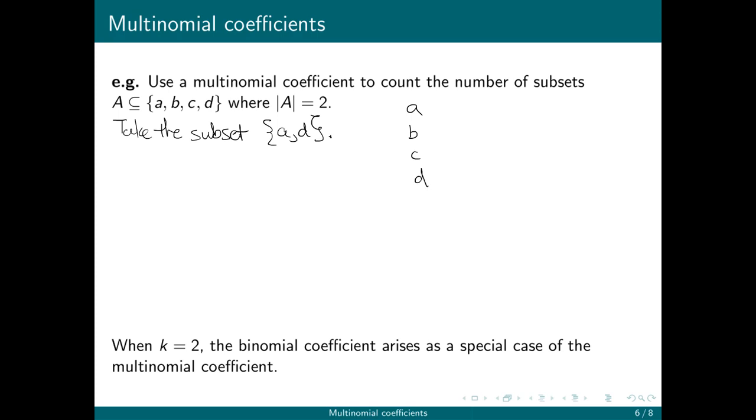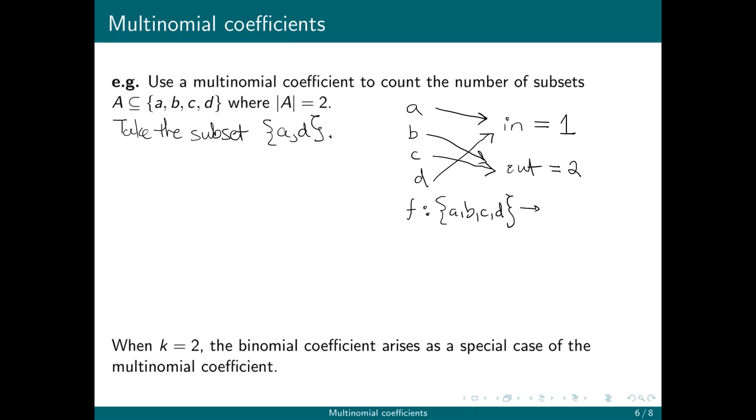is we have assigned A and D to the status of being in the subset, and we've assigned B and C the status of being out of the subset. We can call in the number 1, and we can call out the number 2. So what is this? This is a function that takes the set A, B, C, D, and for each of those returns a number between 1 and 2, such that two of my members of A, B, C, D are being assigned a 1, and the other two of my members of A, B, C, D are being assigned a 2.